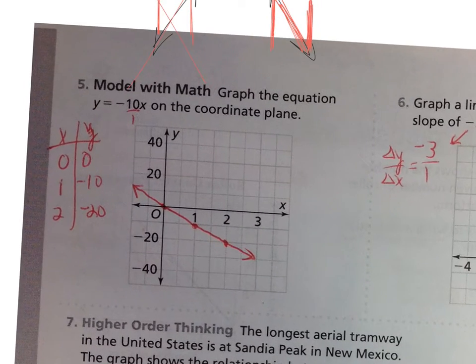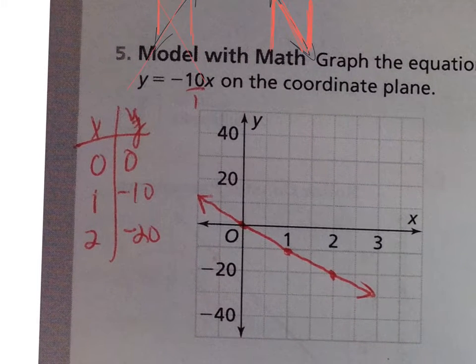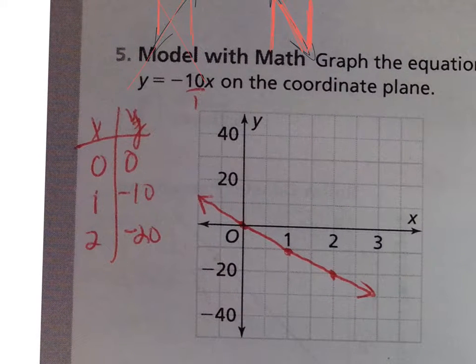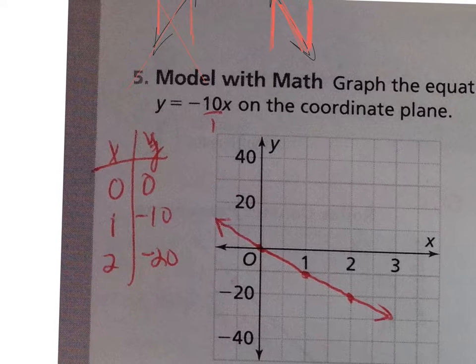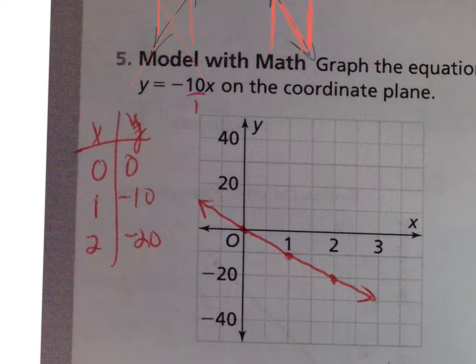Number 5, they want us to graph the equation y equals -10x. So we know we have a negative slope, so think about what direction that's going to be going. We do know this is proportional, so we could start at (0, 0) automatically if you want. -10 is our slope, which is like -10 over 1.